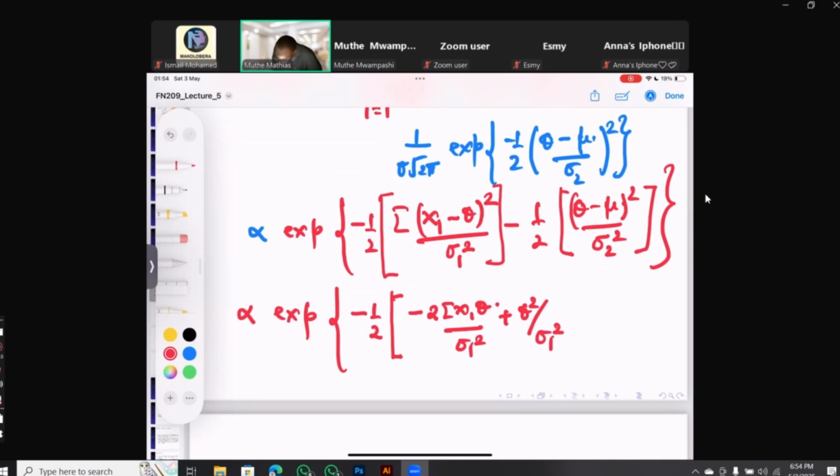And then we are going to have this one here, this will be plus theta square divided by sigma 2 square, and then minus, so we're going to have 2 mu theta divided by sigma 2 square.